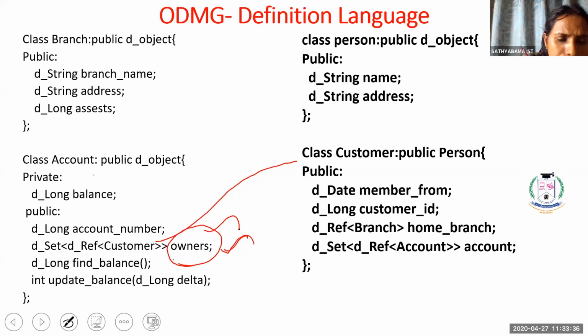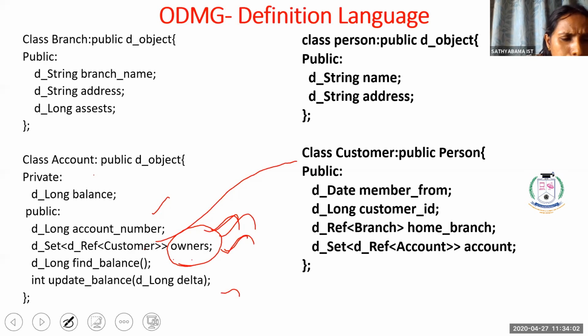And in the same way, here also we have given a relation name called owners. So this is the only line you have to focus on. The remaining is simply for defining the data members and member functions. The one extra thing we are doing is only this line, that is, we are making the association, the relationship, between the customer and the account.